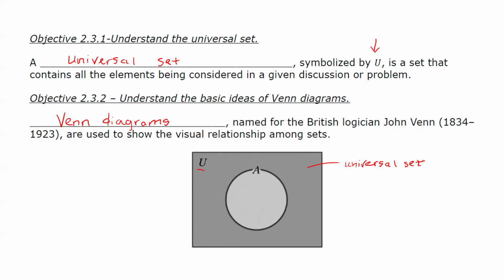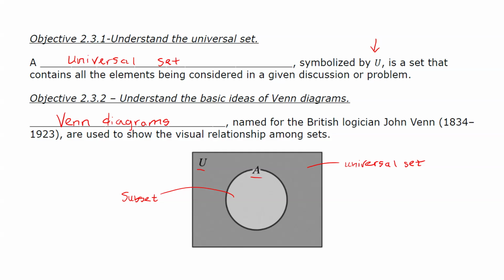Okay. Now, the circle on the inside is labeled with a capital A. So this would be the set A. And this set would be a subset within the universal set. Okay. Now we depict subsets by circles. Sometimes you might see other shapes like ovals represented, but in this course you'll see mainly circles.